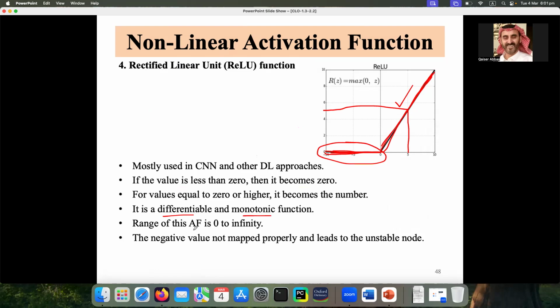And the range of this activation function is from 0 to infinity. From 0 to infinity. And whatever the issue is, we are mentioning it here. For the negative, you cannot map properly. It will give you some unstable value or node or whatever.